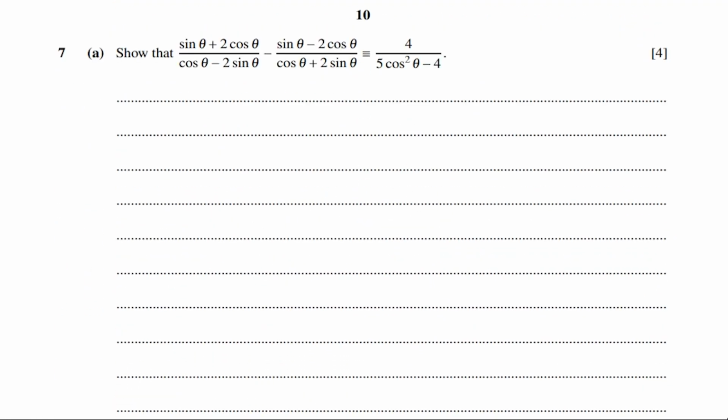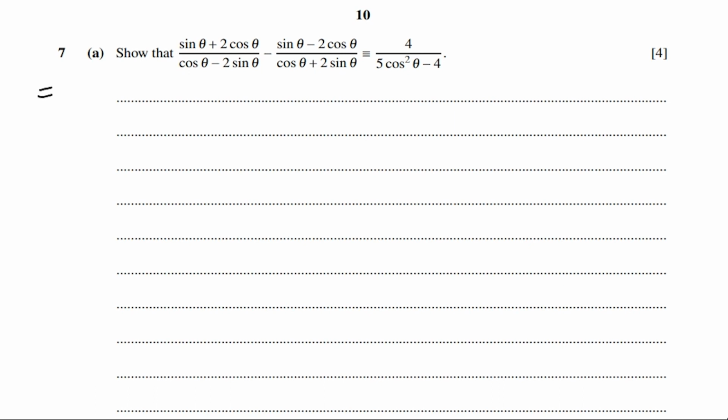Okay. Now moving on to the next question. In this question, we have to show that sin theta plus 2 cos theta over cos theta minus 2 sin theta, minus sin theta minus 2 cos theta over cos theta plus 2 sin theta, is equal to 4 over 5 cos square theta minus 4. Okay, so first we'll have to simplify it using the LCM method.